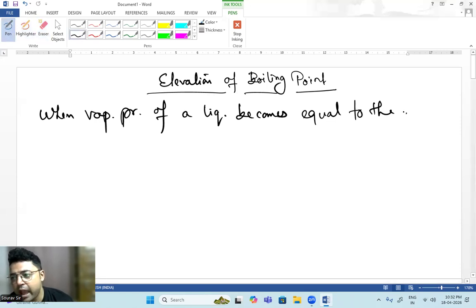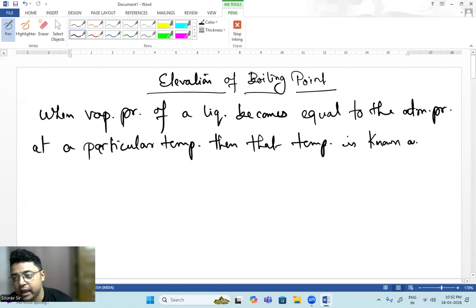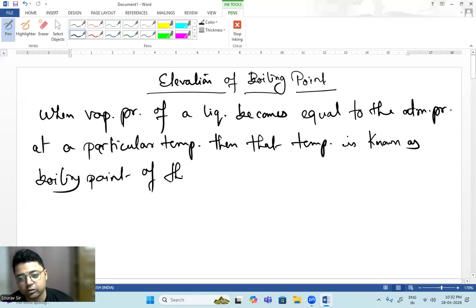the atmospheric pressure at a particular temperature, then that temperature is known as the boiling point of that liquid. Okay, it is known as boiling point of that liquid.